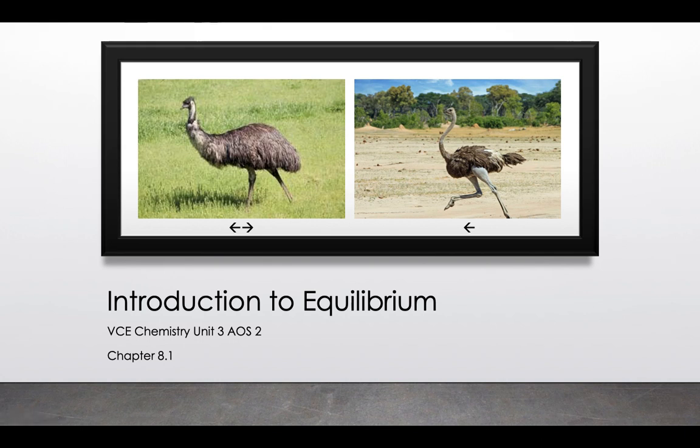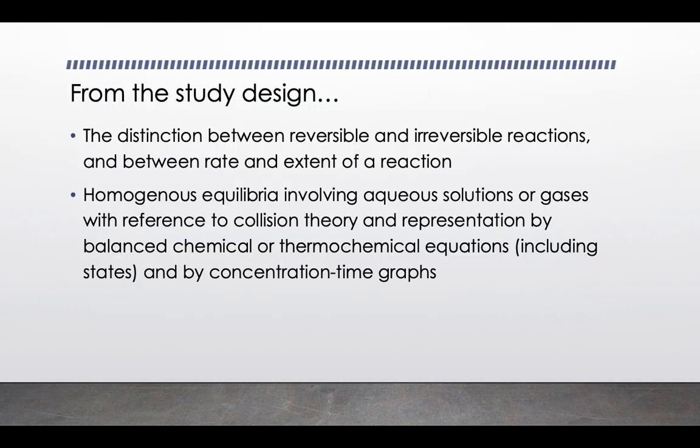VCE Chemistry, Unit 3, AOS 2. Today we'll go into Chapter 8 and talk about equilibrium. From the study design, we need to know the distinction between reversible and irreversible reactions, and between rate and the extent of a reaction. So today we will look at an equilibrium using collision theory that we already know.